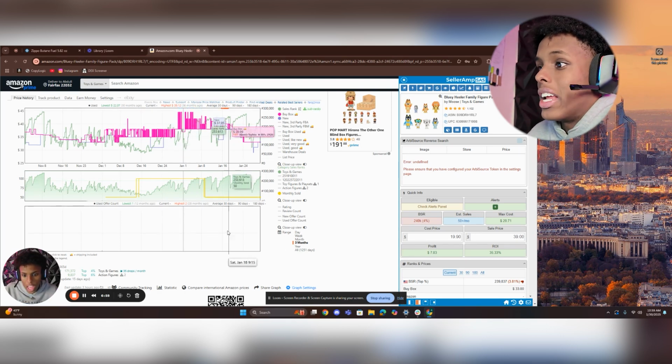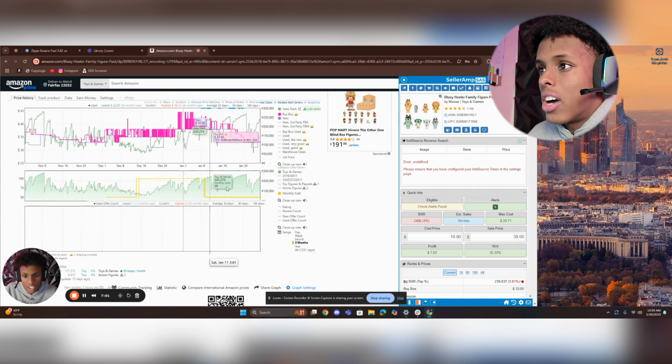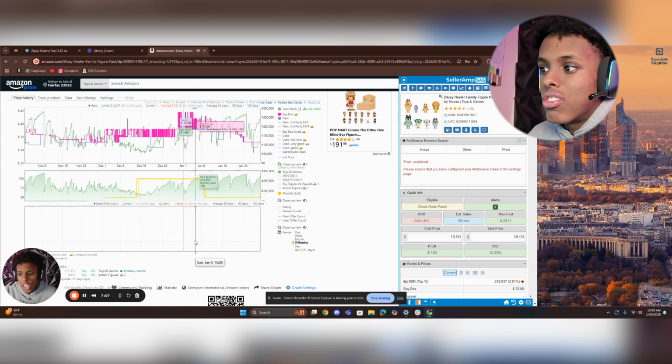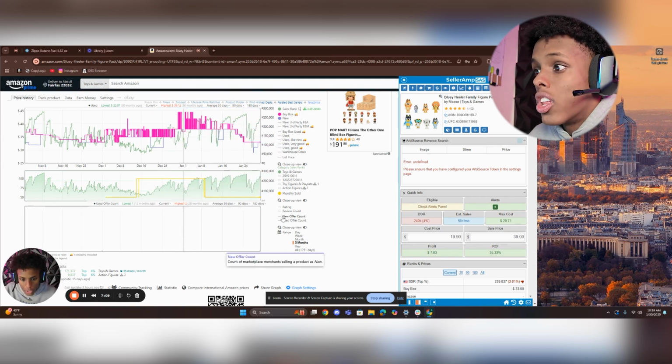And then the last one is obviously the offer count. So this is the buy box, this is the price that it sells at, this is the monthly sales, and this is the offer count. How many people are actually getting on this listing? So we're going to turn this on. We want to look at the new offer count.